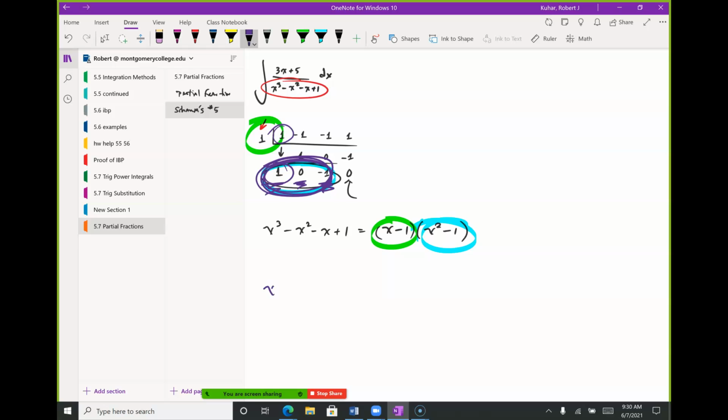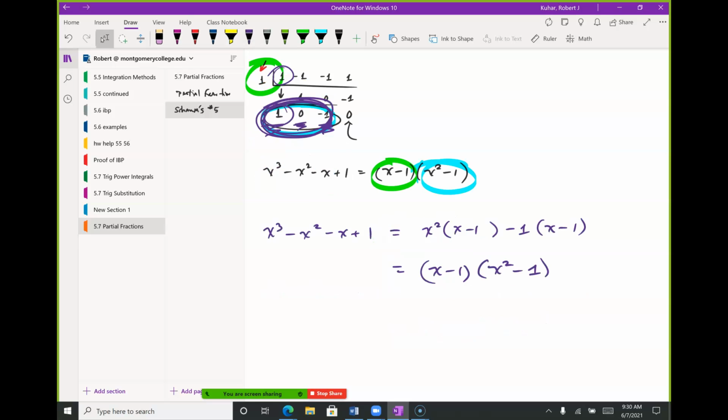Now, I didn't have to do that, right? X cubed minus x squared minus x plus 1, I could do by grouping. So I could take out an x squared from the first two terms, and I could take out a minus 1 from the second two terms, and see that I got a repeated factor of x minus 1, and then the leftovers of x squared minus 1. So any way you want to do it is fine with me. This is not a class on factoring. You can look up synthetic division.